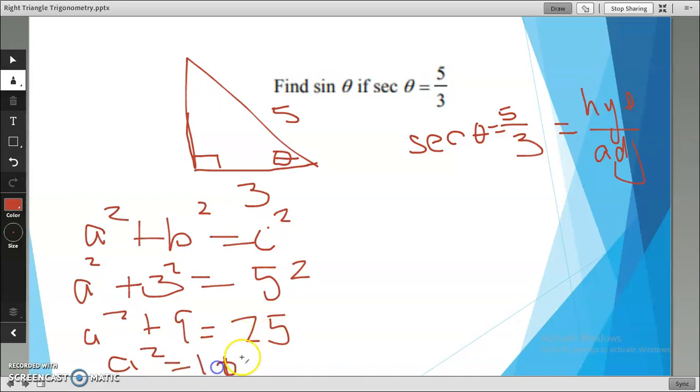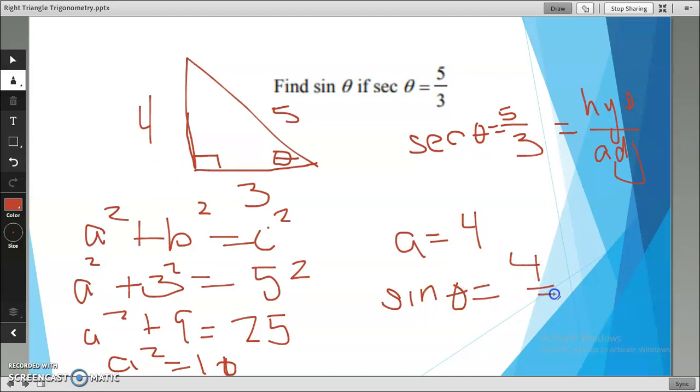I need to find out what a is. Take the square root of both sides and I get plus or minus 4. However, we're dealing with a triangle length, so it can't be minus 4, so it has to be positive 4. So my other side is 4. So now I can find sine of my angle, which is going to give me the opposite, which is 4, over the hypotenuse, which is 5. So sine of theta is 4 over 5. And I hope that this helps.